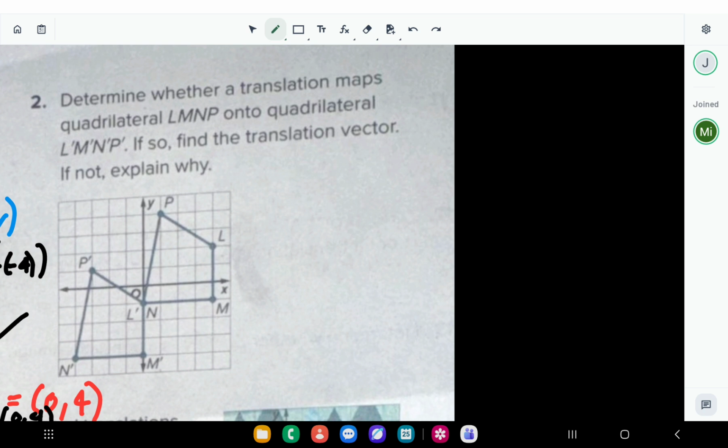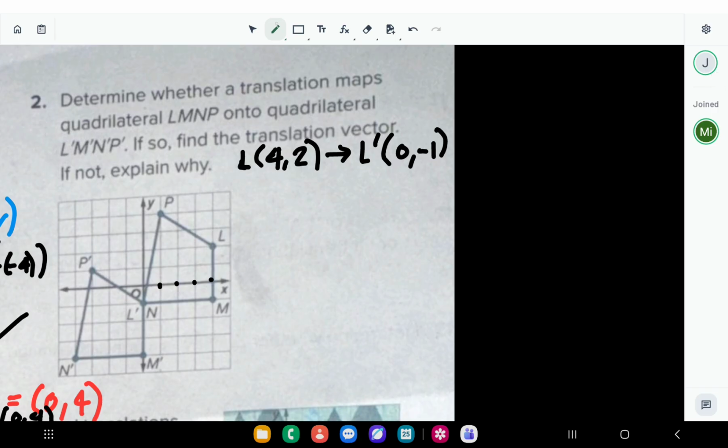Okay, so let's say we pick vertex L. What is the coordinate of L? 1, 2, 3, 4. L is 4, 2. And then translated to L prime. What is L prime? 0, -1. Is that 0, -1?